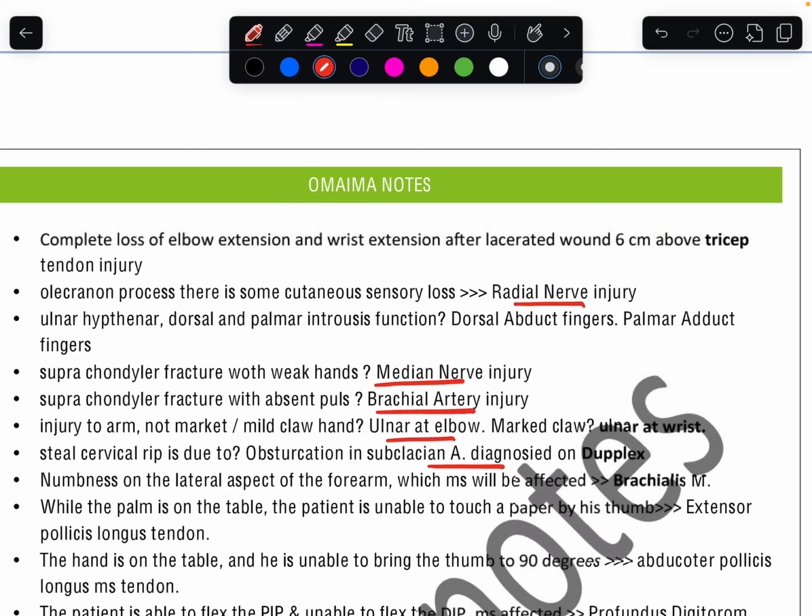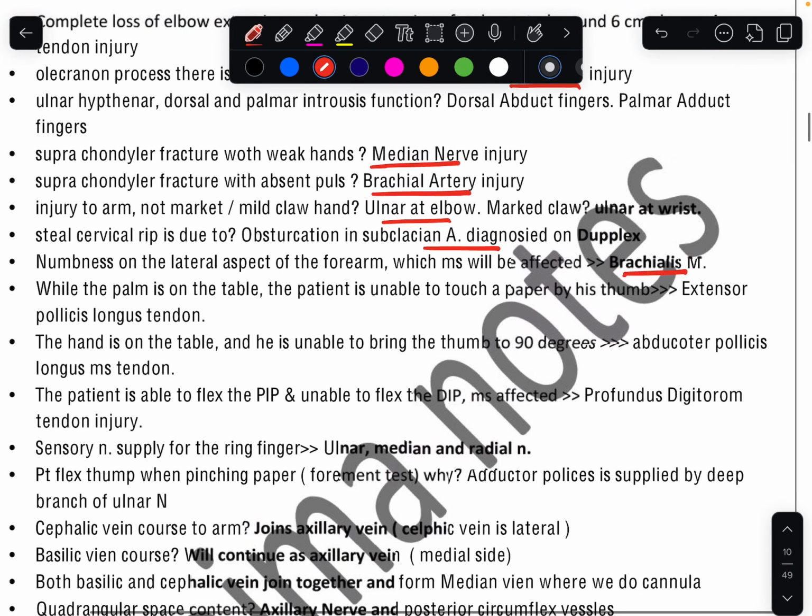Numbness of the lateral aspect of the forearm, brachialis muscle. Palm on the table, the patient is unable to touch the paper with the thumb: extensor pollicis longus. Hand on the table and unable to bring the thumb to 90 degrees: abductor pollicis longus muscle tendon. Can flex PIP but unable to flex DIP.